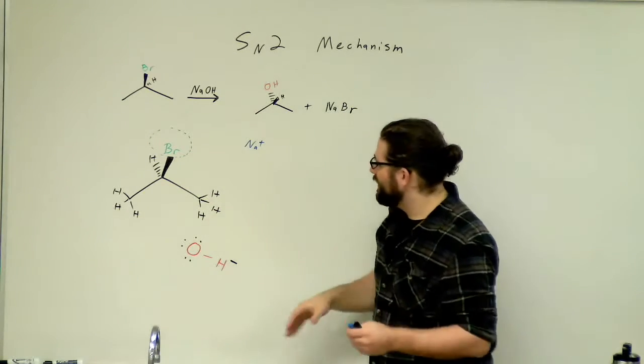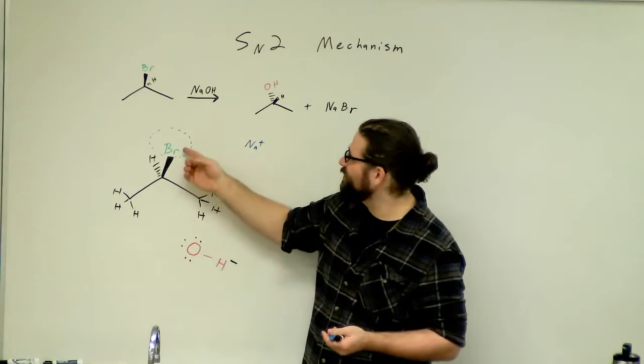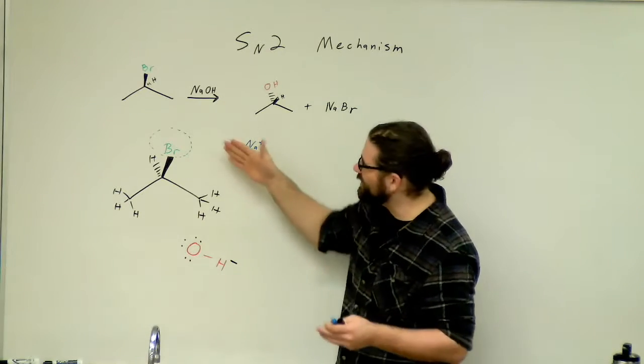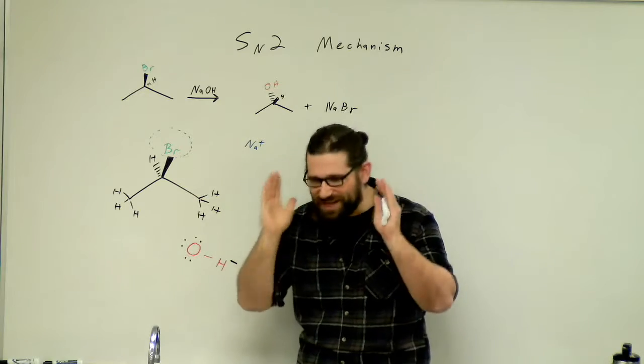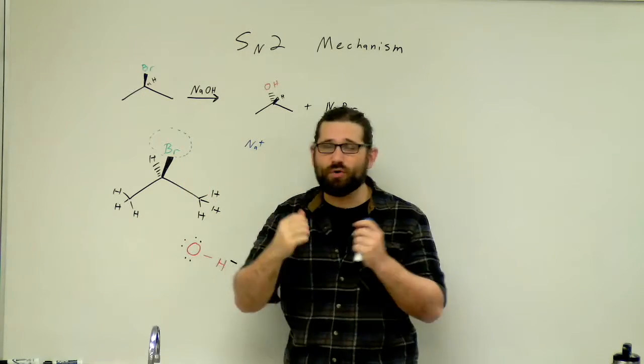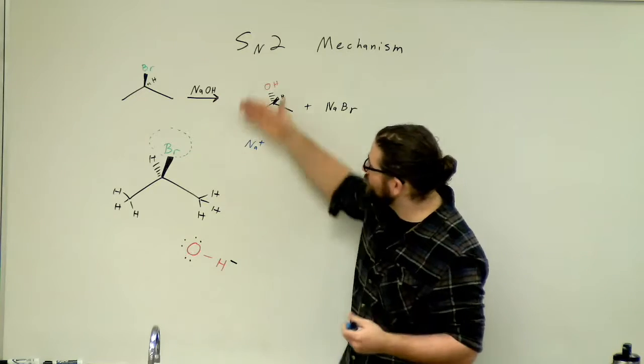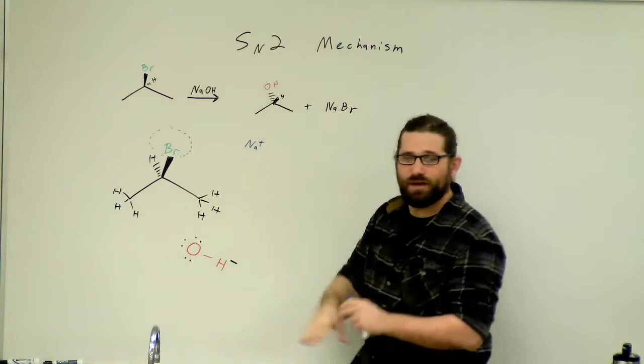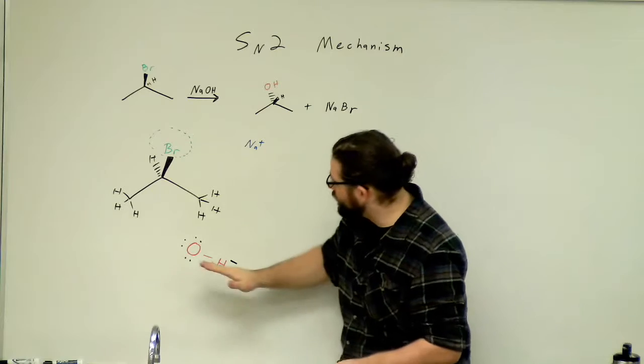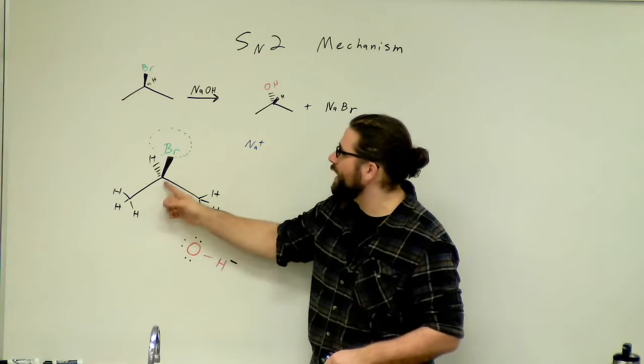Think of it like the hydroxide is trying to steal the bromine's girl. It's gotta come from the side the bromine is not looking at. If it comes from the front, the bromine's just going to fight it, push it away. It's not going to work. So if this tries to come in from this side, it just bounces off. No reaction. So this hydroxide has to come in from the back side.